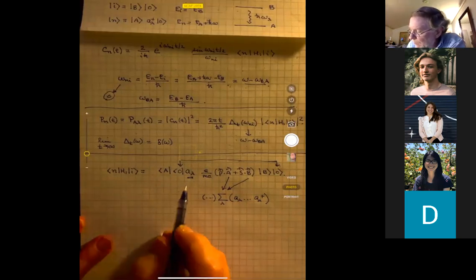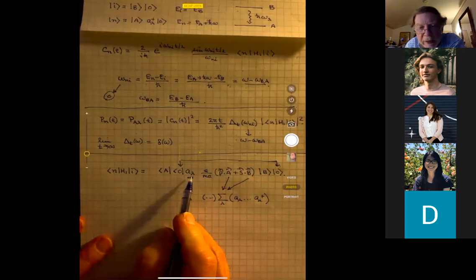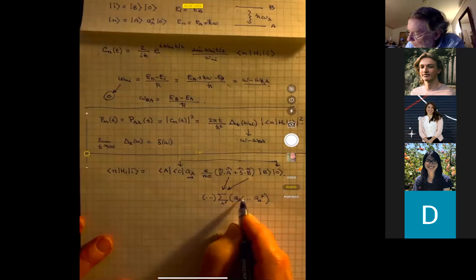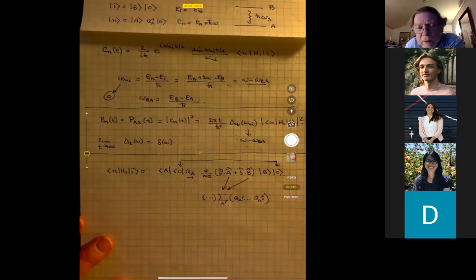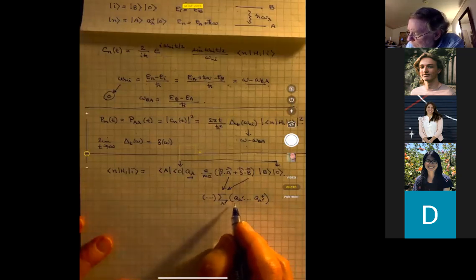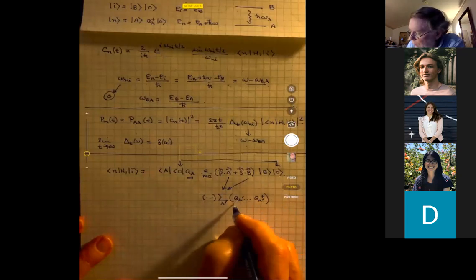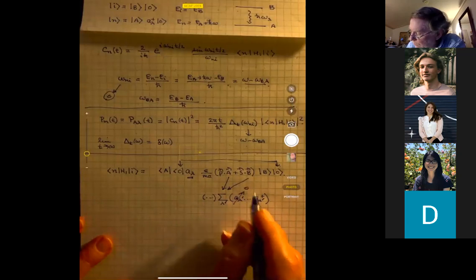I have to be careful here because the lambda refers to the mode of the emitted photon, and this lambda down here is the dummy index of summation. So let me put a prime on that lambda to make clear that it's not the same one. Now you can see that in these two terms, there's an A and an A dagger in this Fourier series. The A terms, the annihilation operators, are adjacent to the vacuum ket, and so they're going to vanish. They're going to annihilate the vacuum and give you 0.